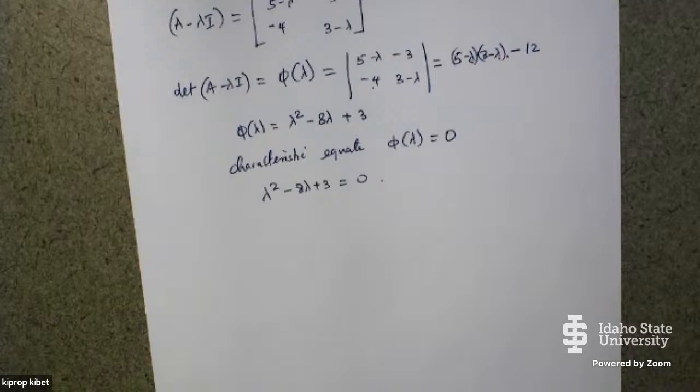How do you know that phi lambda equals 0? The characteristic equation, we're having that equal to 0. How come we are equating it to 0? We say this is singular. The determinant of this one is equal to 0. So once this determinant is equal to 0, then this is singular.